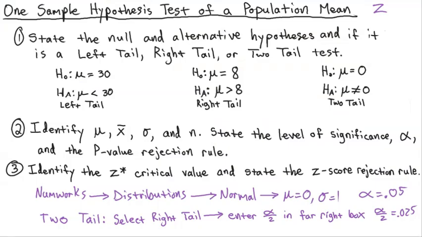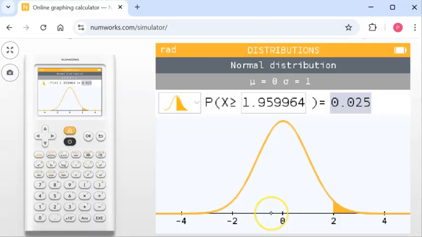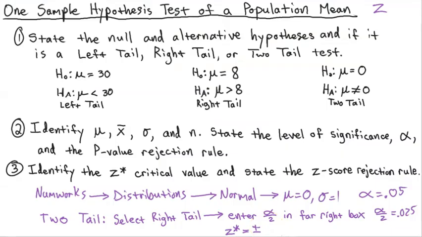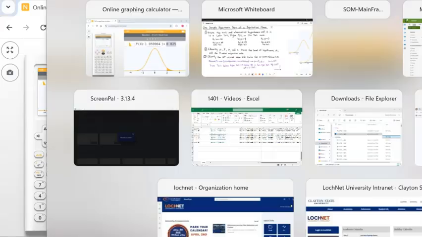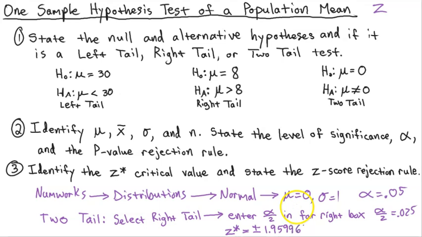But here's the thing, with a two-tail test, we're going to say that Z star is plus or minus. So we basically have two critical Z scores, okay? One of them is the positive version, one of them is negative. So we're going to get this number, 1.959964, which, by the way, is basically 1.96. It's approximately equal to plus or minus 1.96.